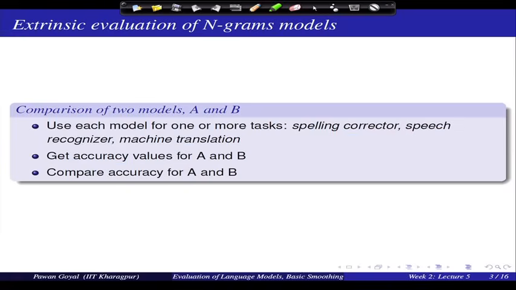Here we have mentioned 3 different tasks: spelling correction, speech recognition, and machine translation. I'll have 2 models, A and B. I'll get accuracy values for these 3 tasks, and I'll compare the accuracy and tell which language model is preferable to the other. So this is my extrinsic evaluation. But is there some intrinsic way of evaluation without actually applying it on some task?